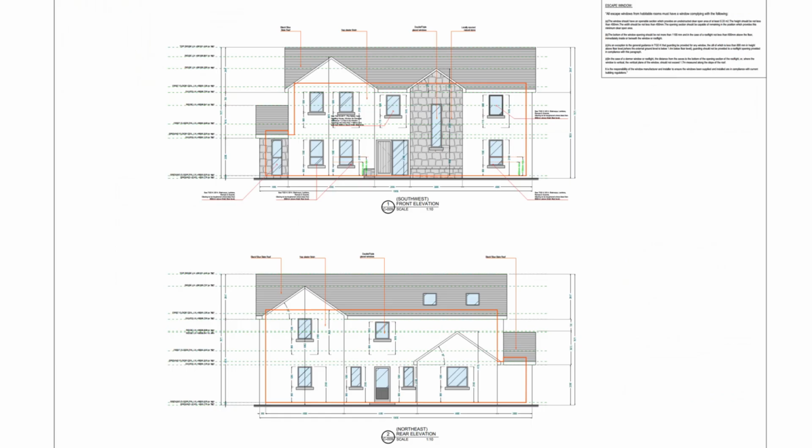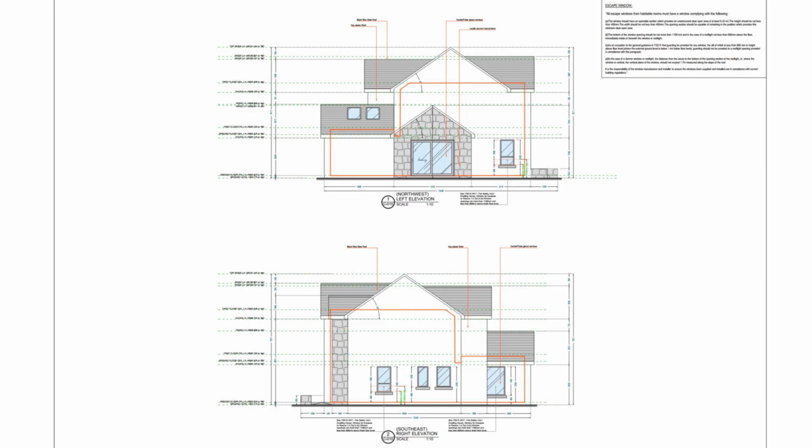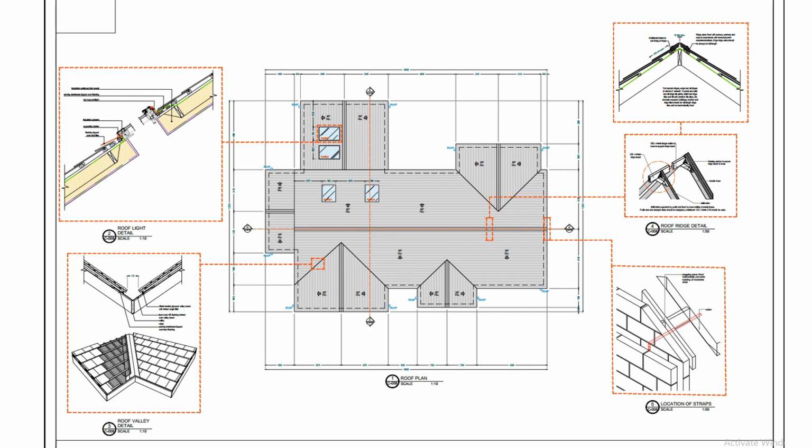And finally, we do the elevations, with the openings for fire escape windows that are between 0.8 meter and 1.1 meter, as you can see in the glazing we put in. And then next, we're up onto the roof.